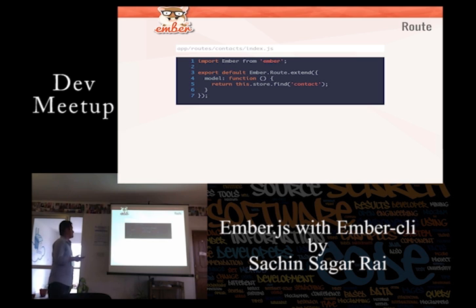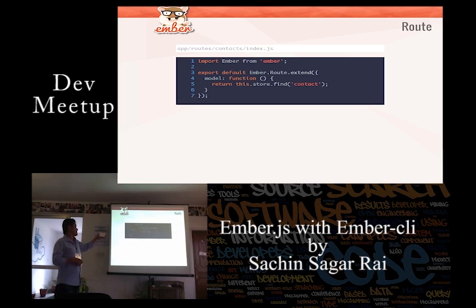So this is for the index part. What we see is, if you go to /contacts, we need to show some list of contacts. So this is the model part. Sorry, this is the route one. The previous was the router, and all the URLs you need in your app, you'll be defining in the router. And this is the route.